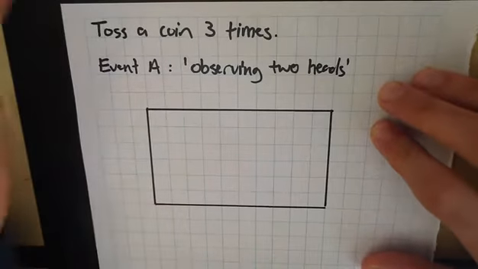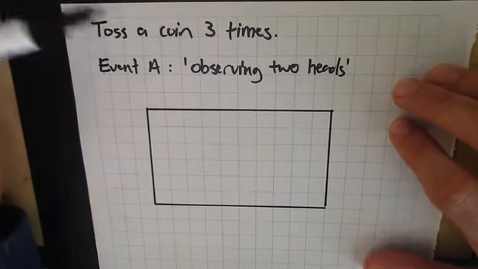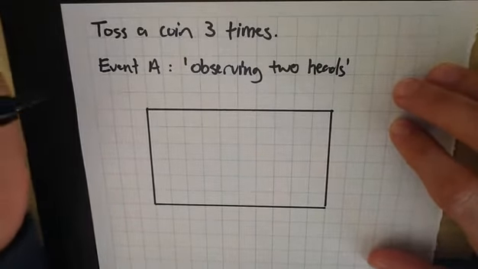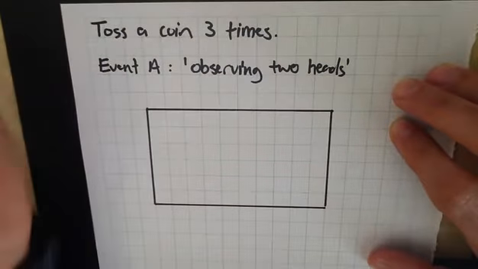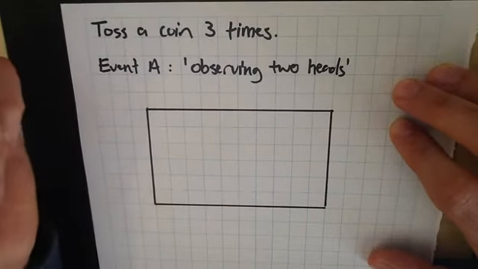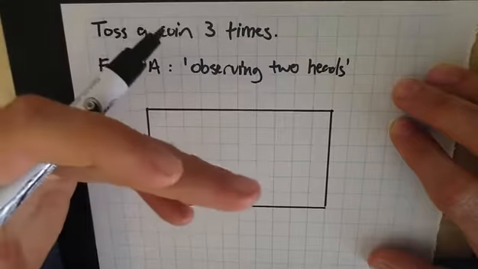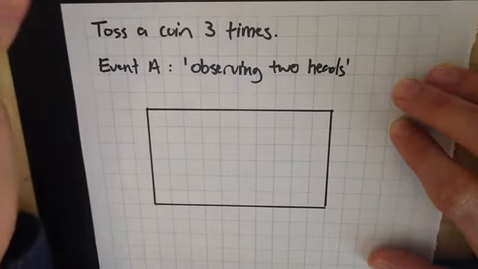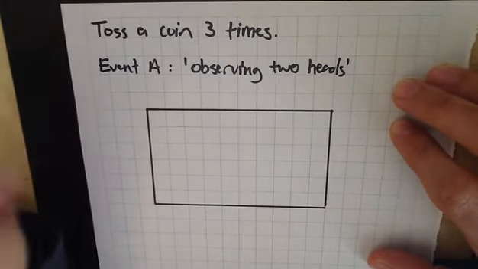So let's say I did an experiment where I tossed a coin 3 times, okay? And the event I was considering was observing 2 heads. So I'm going to toss a coin 3 times, alright? And think about all the possible outcomes where I could observe 2 heads, exactly 2 heads.